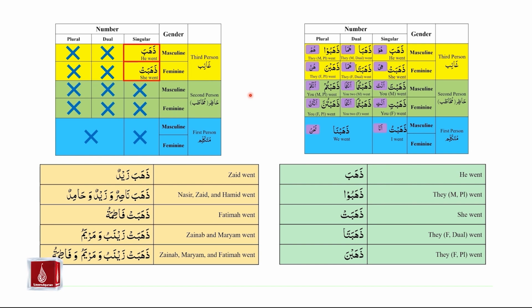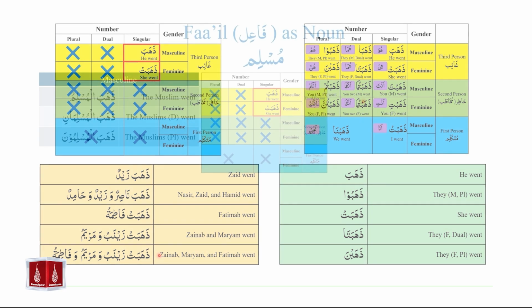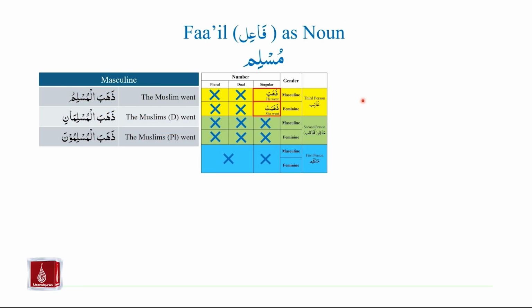But if the fa'il is a noun, then we only have 2 options to pick from our table to make our Jumla Fi'liya. Let us do some practice of using the noun Muslim as fa'il. The Muslim went. In this example, the Muslim is the one performing the action. The Muslim therefore is fa'il. And the Muslim is noun.